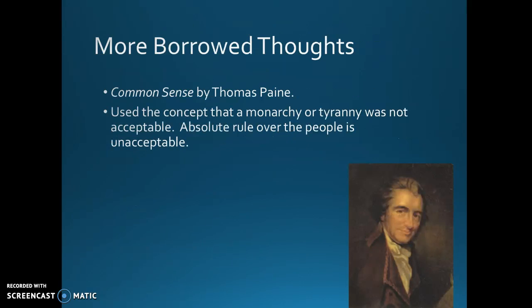We also need to look at Common Sense. Remember at this time, a very important pamphlet called Common Sense by Thomas Paine was a top seller in the Americas, and it helped get people to realize that any king was a bad king. So no one should have absolute rule over us, which the monarch did, and so we felt that we needed to break away.